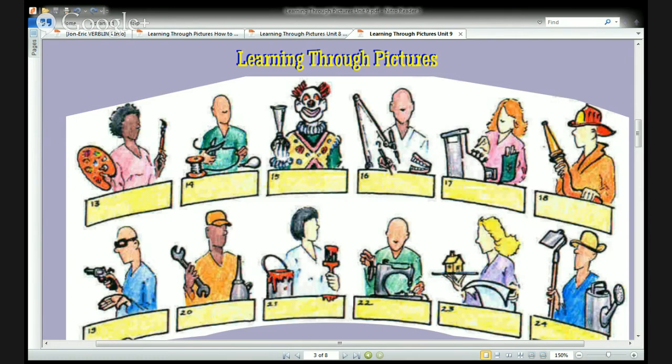What's the question? The question is, what's the gardener holding in his hand? Which hand? The only hand that we can see. I think it's his right hand. A shovel? Good guess. You're close, but not a shovel.